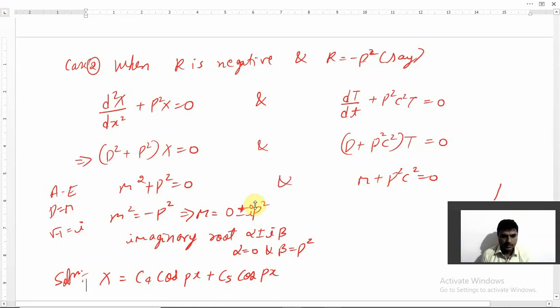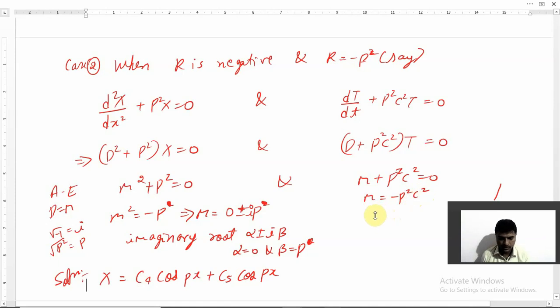If you take the square root, minus 1 will become i, and the square root of p square I will take as p only, otherwise you will get confused. So I will simplify this equation now. m plus p square c square is equal to 0. Here I will get directly one equation, that is m is equal to minus p square c square.